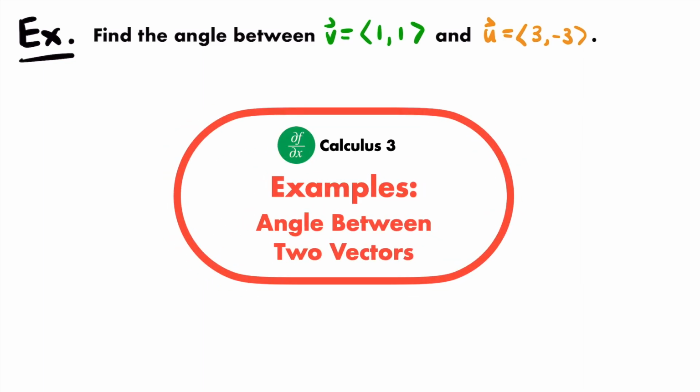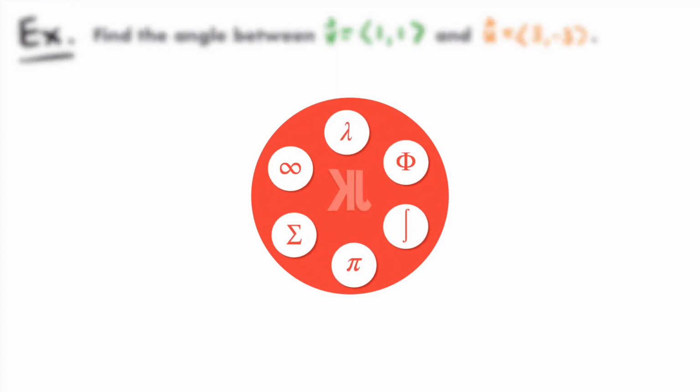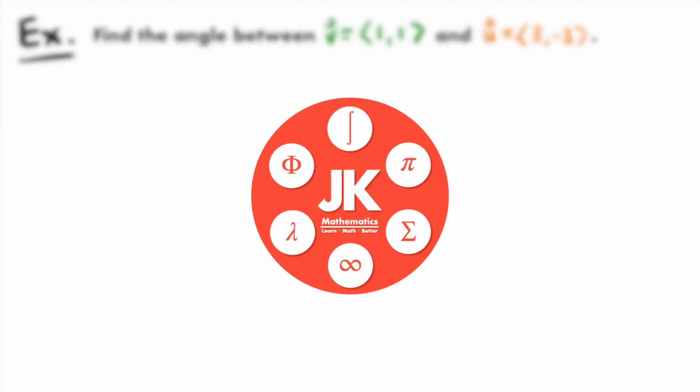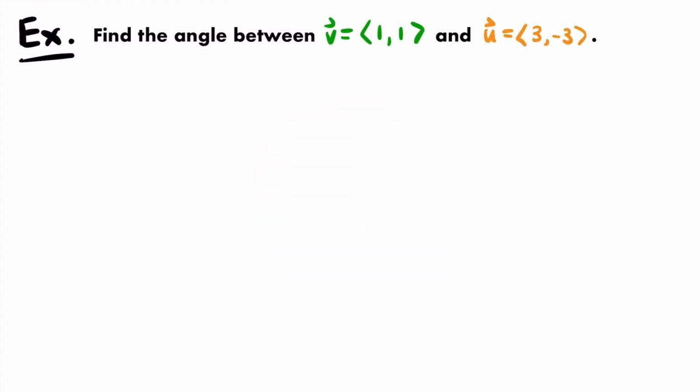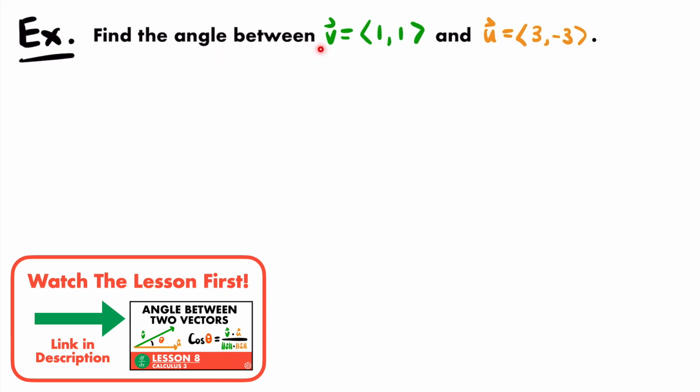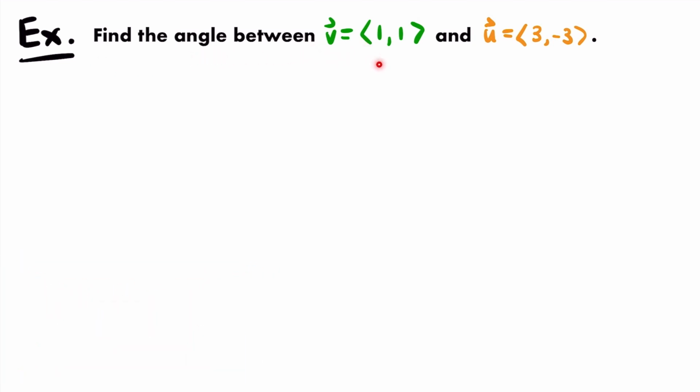Welcome back. Let's look at some examples involving the angle between two vectors. Alright, so here's our first example. We want to find the angle between vector v, which is the position vector of the point (1, 1), and vector u, which is the position vector of the point (3, -3).